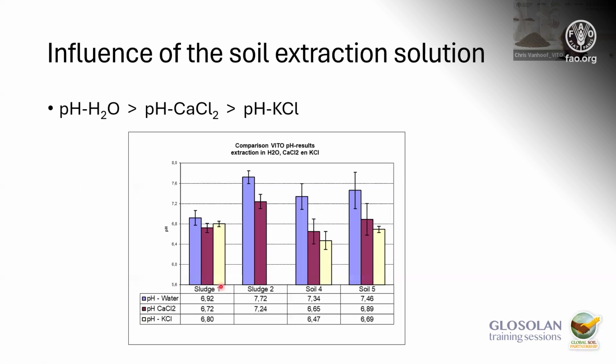We have also done different extractions on the same sample in our lab previously. Here, 2 sludges and 2 soils are evaluated. The blue bar represents the result of the pH in water, the second one the pH in calcium chloride, and the third one the pH in potassium chloride. You can see always the water has the highest pH, while for the calcium chloride and the potassium chloride the pH decreases, especially in the soil sample. So that's the impact of a different extraction procedure.